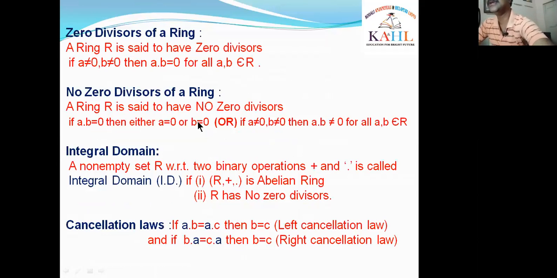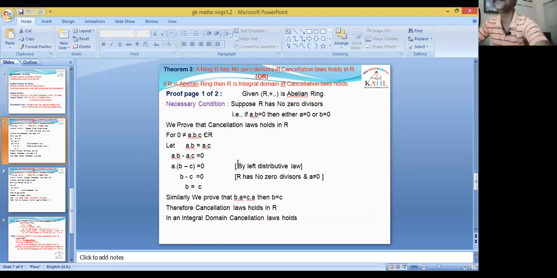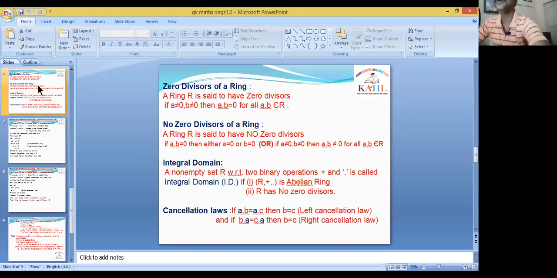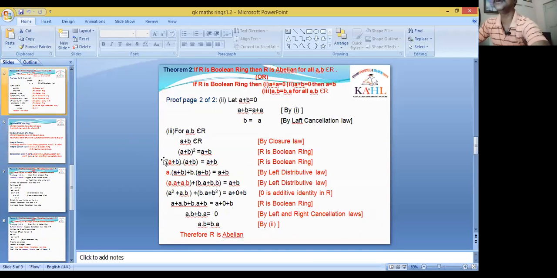Okay, students. Here is a small mistake. If you observe, all of you are not observing clearly. If you observe, a small difference is there. Here, this is the right distributive law. Do you understand that?